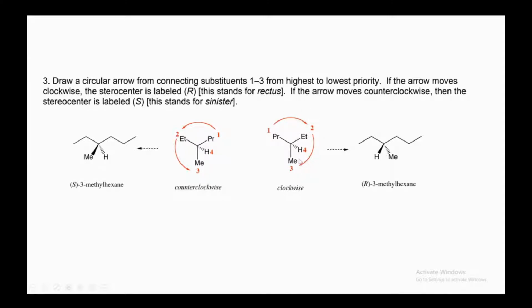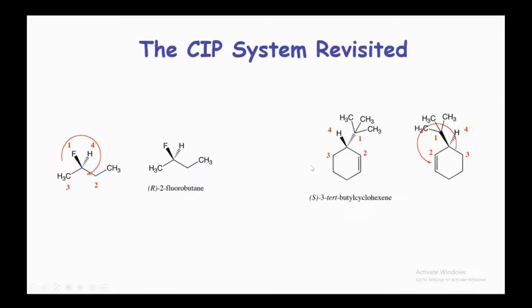So this is clockwise, and it's R. Clockwise is R, and counterclockwise or anti-clockwise is S configuration. So these two compounds, S-3-methylhexane and R-3-methylhexane, are said to be configurational isomers. Okay, let's move on, and let's apply these CIP rules to a number of molecules.